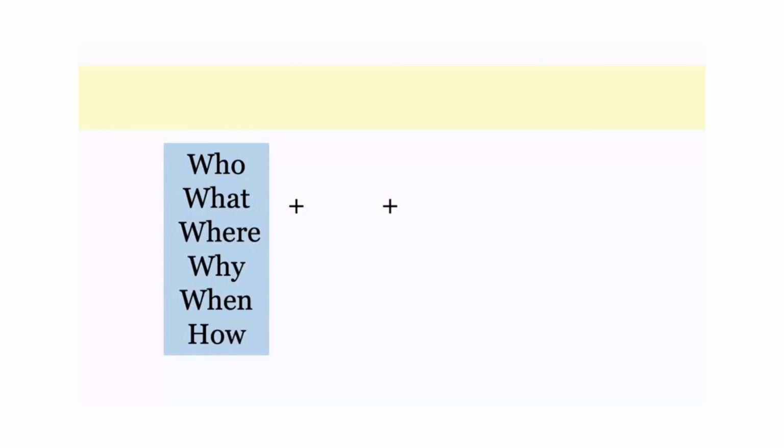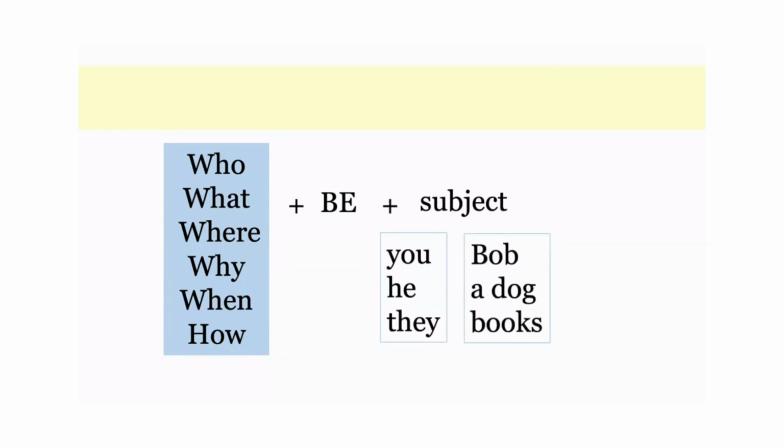So now you see, to make an information question, the question word goes first, then the be verb, and then the subject. And the subject could be a pronoun, like you, he, or they, or the subject could be a name, like Bob, or a noun, like a dog or books. Let's practice.